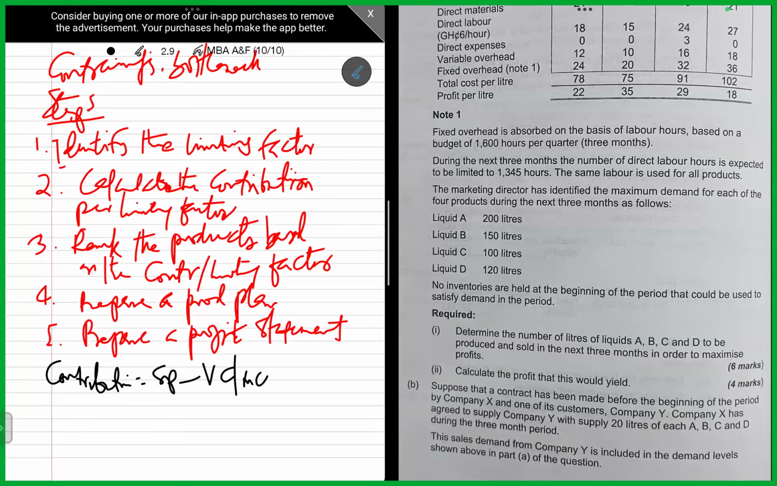Required. 1. Given the contract with Company Y, determine the number of liters of liquids A, B, C, and D to be produced and sold in the next 3 months in order to maximize profit, if the maximum number of labor hours remain 1,345 hours for the period. 2. Calculate the profit that this would yield.